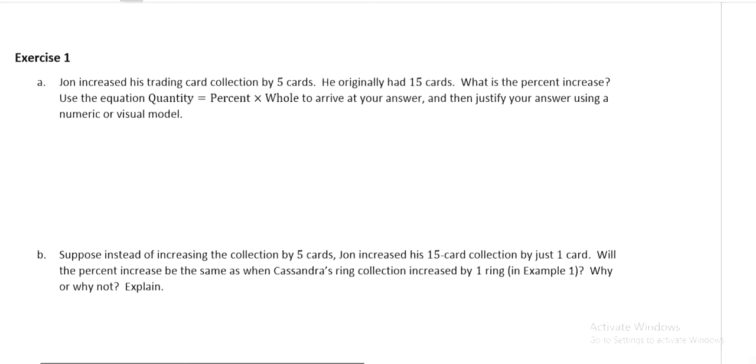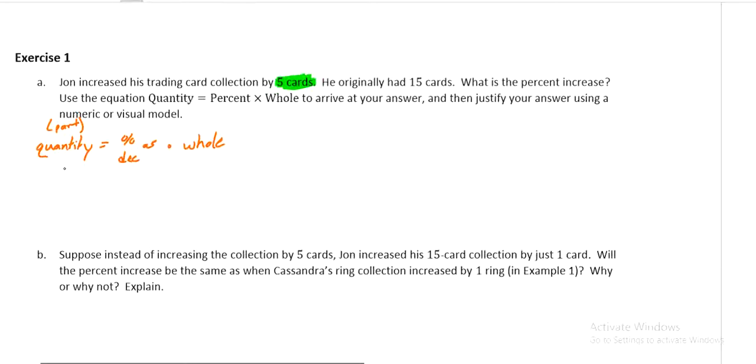All right, so let's go ahead and start writing that equation. There we go, got that down. Quantity is a little bit different of a word. We can think of that as the part in this case. It's not that the 5 cards were part of the original, but that's the quantity that's being introduced or added to the original. So our quantity is going to be the amount that he's either adding or taking away. In this case, he's adding them because he increased them.